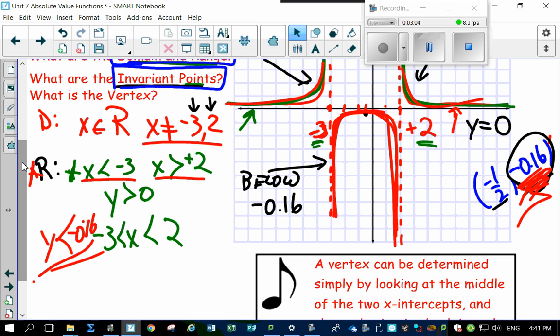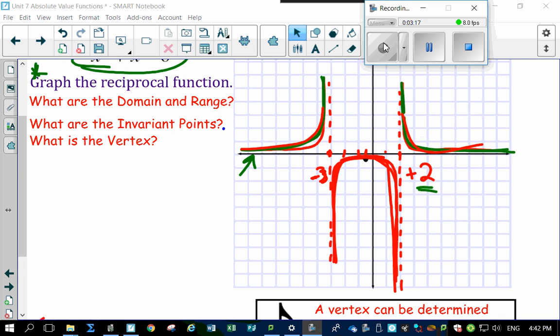Now let's take a look at those invariant points. There's our domain and there's our range. I'm going to clear this off, and then we're going to start looking at the invariant points. Now that I've got a clean graph, invariant points happen when it hits y = 1 here and y = 1 here.